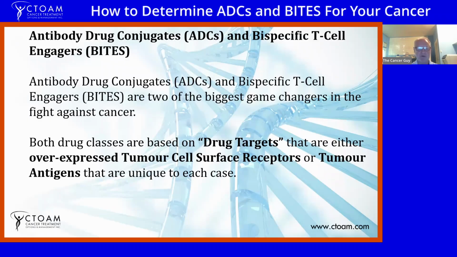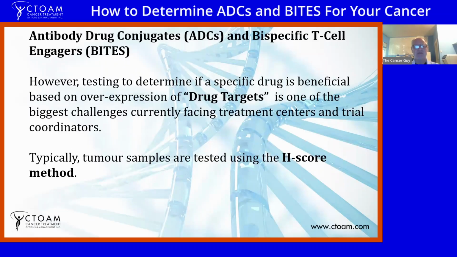Both are very important because when they're overactivated on the tumor cells compared to normal cells, they act as drug targets that can be used to target using antibody drug conjugates, bispecific T cell engagers, and all kinds of different monoclonal antibodies and small molecule targets. However, the testing to determine if a specific drug is beneficial based on overexpression of these drug targets is something that is very much a challenge right now in the clinic.